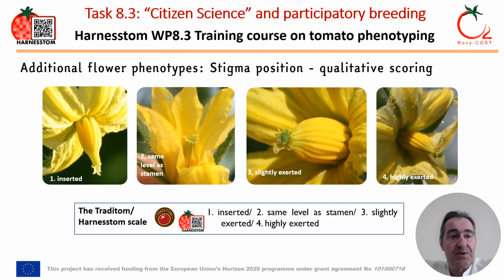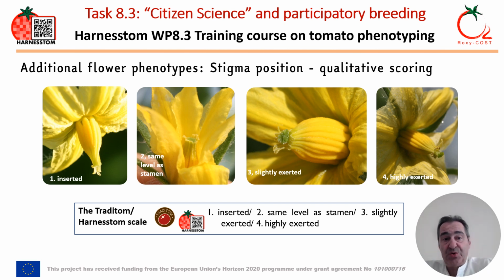Some other important floral traits are not included in the official protocol, and one of these is the position of the stigma related to the tip of the staminal cone. Modern tomato varieties have the stigma well retracted inside the staminal cone. This ensures autogamy and fertility.